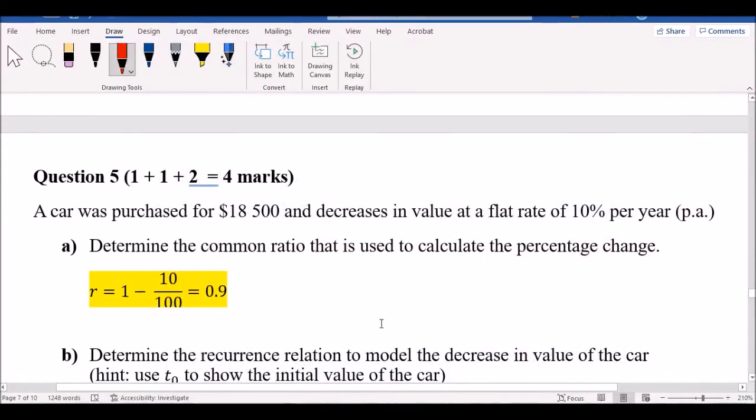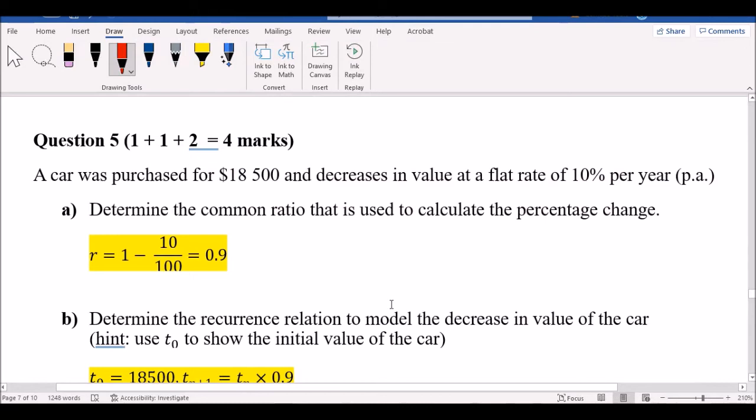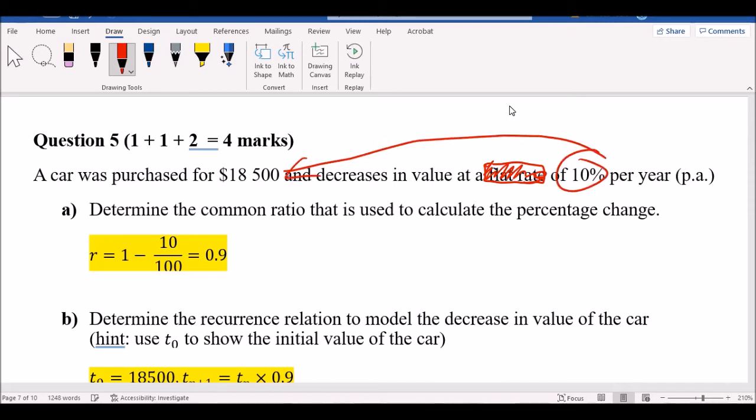Okay. Question 5. A car was purchased. Now, by the way, I do not like the way this question is worded, because it should not say flat rate. It should say decreasing at a percentage per year rather than flat rate, because flat rate means that you have to find a percentage of this, but we're not doing that, okay? Because of the way the question is worded.